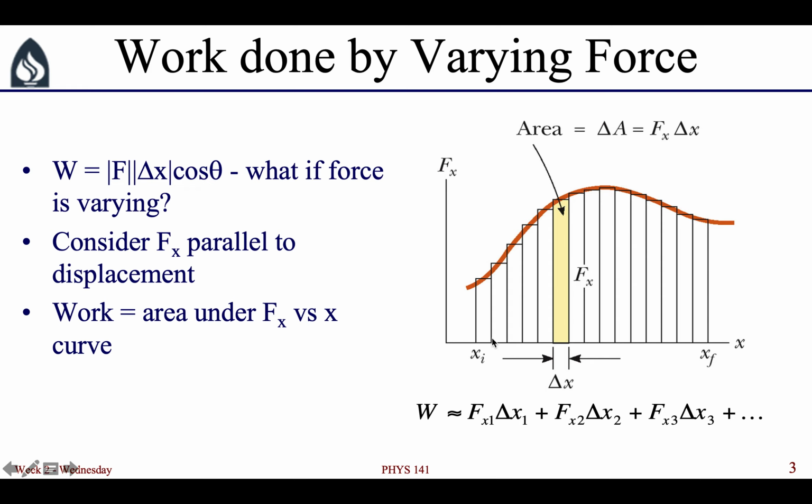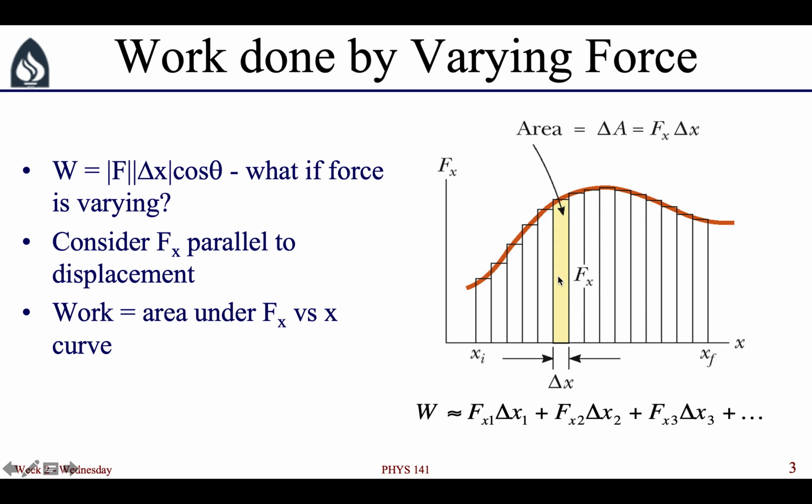So in this plot, we're showing the varying force that might act on an object as the object is displaced. As it moves from an initial to a final position, the amount of force that's applied changes. Now, we can think about breaking this problem up into little steps. So imagine moving the object just a very small distance where the amount of force on the object does not change very much. Then if we multiply the force in the direction of the displacement times the displacement, that actually is the area of this little rectangle.